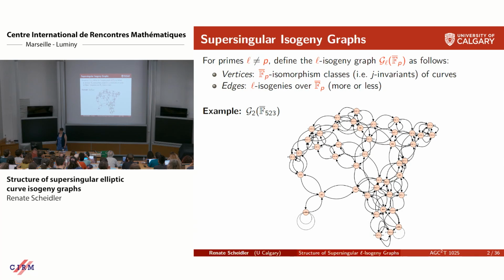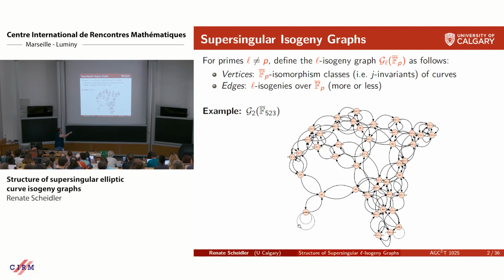Here's an example. Here L equals 2 and p equals 523, and so this is the 2-isogeny graph over F523 bar. You see these are kind of messy objects. For example, let me see if I can point this out here. Right here, there's a loop.